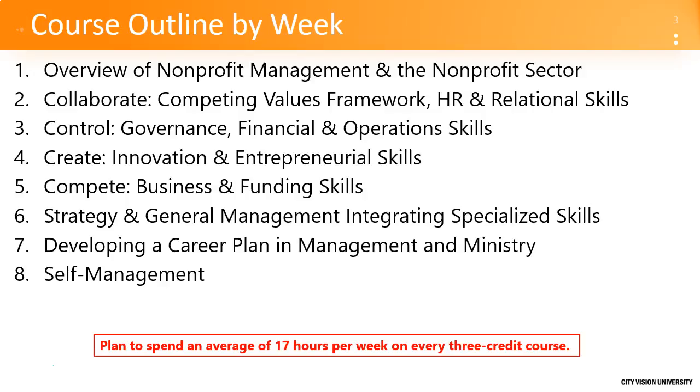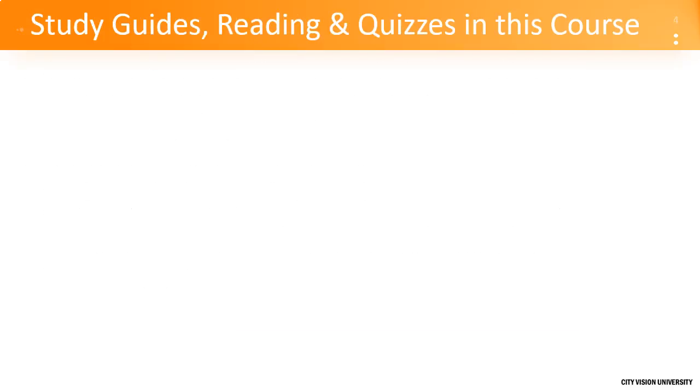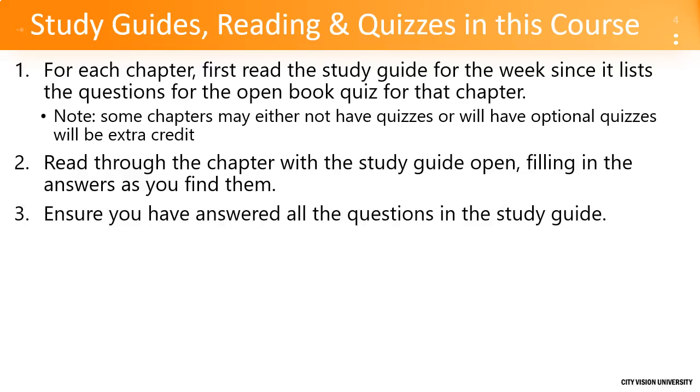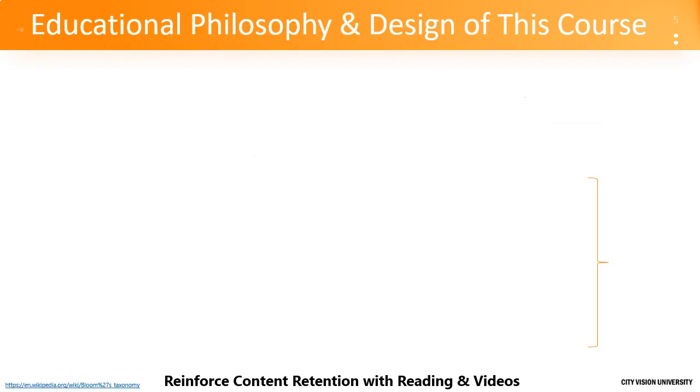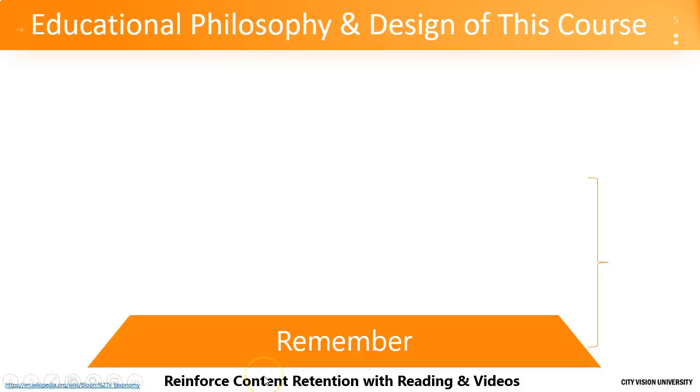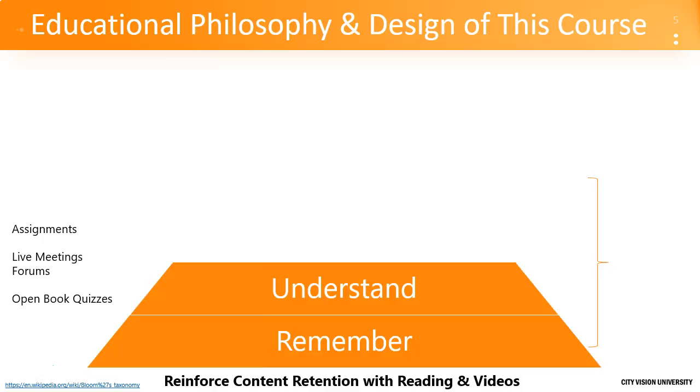So one of the things to look at in this course is we have study guides, and just to explain, let me go ahead and skip to the next slide. The basic design of this course is we use something called Bloom's taxonomy in organizing our courses. We provide content, and we often try to provide both reading and videos. The first level of learning is just being able to remember and then understand. So we're going to have some basic assignments.